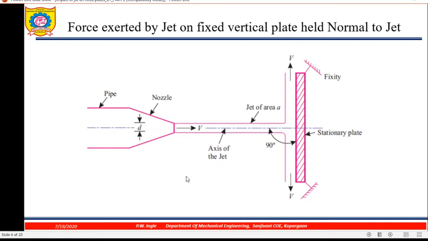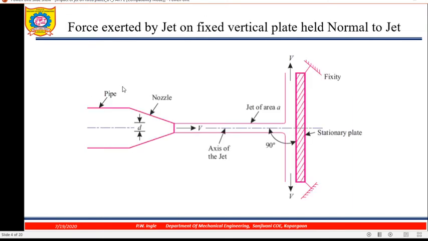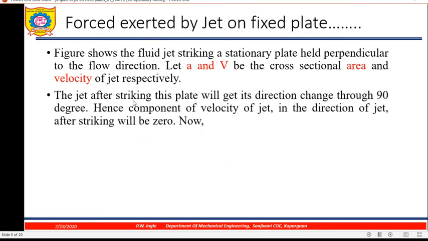Now what is the impulse momentum principle? It is F dt equal to d of mv. Okay, so we want to know the equation for force. Then what is force? It is m by dt into dv. So we'll discuss how to apply the equation. The figure shows the fluid jet striking a stationary plate held perpendicular to the flow direction. Let A be the cross-sectional area and V the velocity of jet. Okay, correct. Then the jet after striking this plate will get its direction changed through 90 degrees.